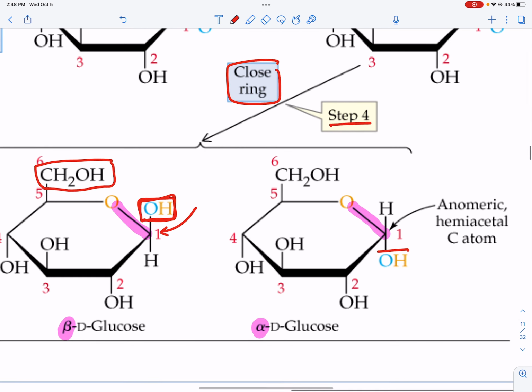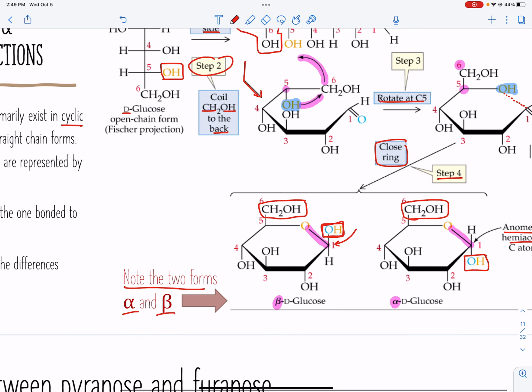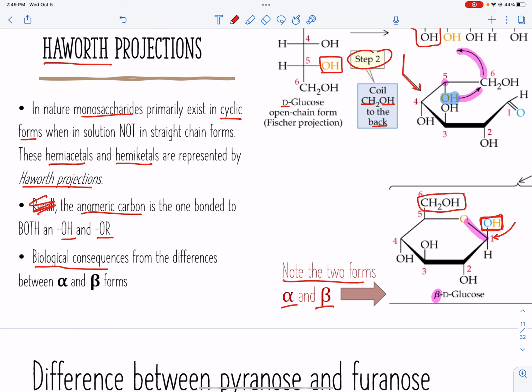When the OH group on the anomeric carbon, which is the hemiacetal carbon, is in the opposite plane of CH2OH, notice how this CH2OH is pointing up above the plane and the OH is now pointing down below the plane, we call that form of glucose or any monosaccharide alpha. So we have alpha and beta. And I want to slide over here because there are huge biological consequences for the difference between alpha and beta.